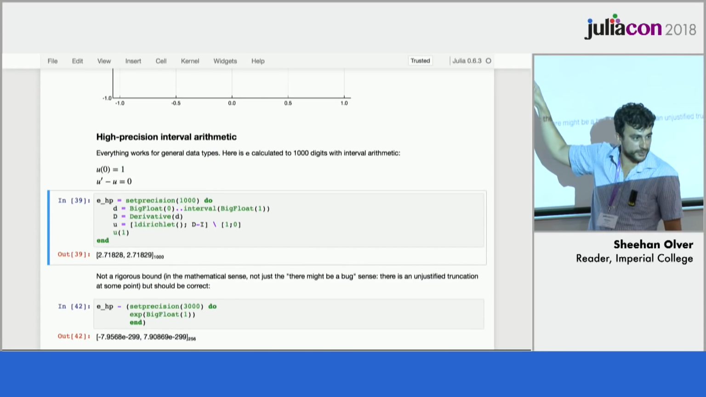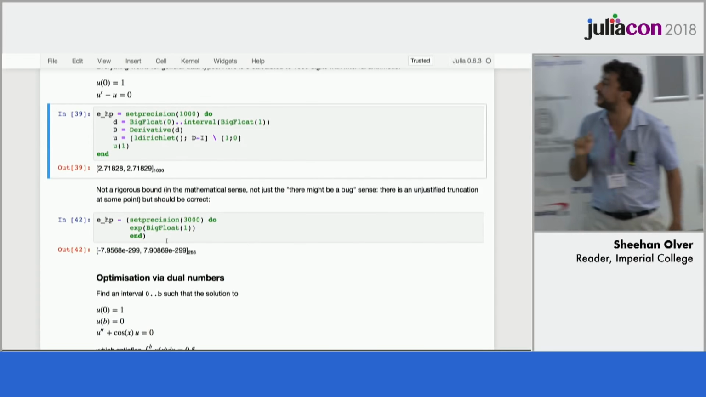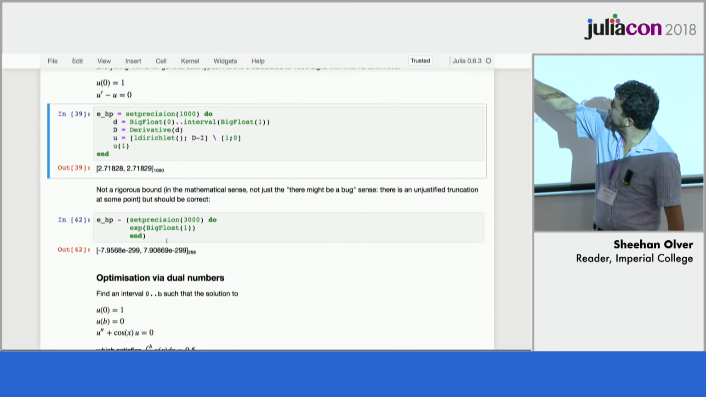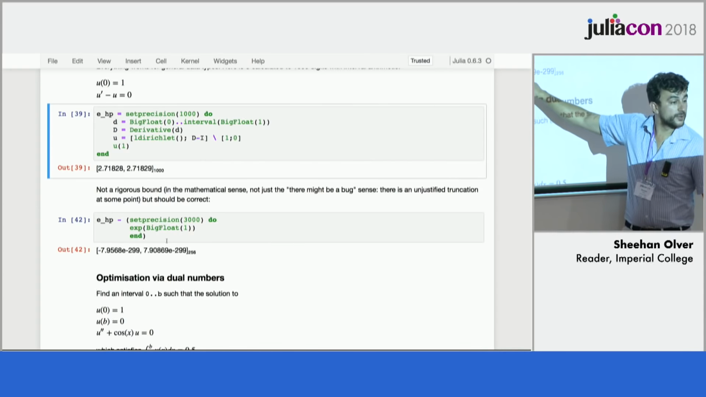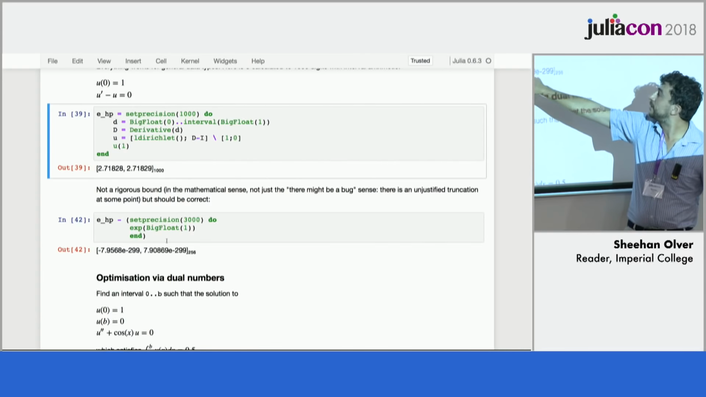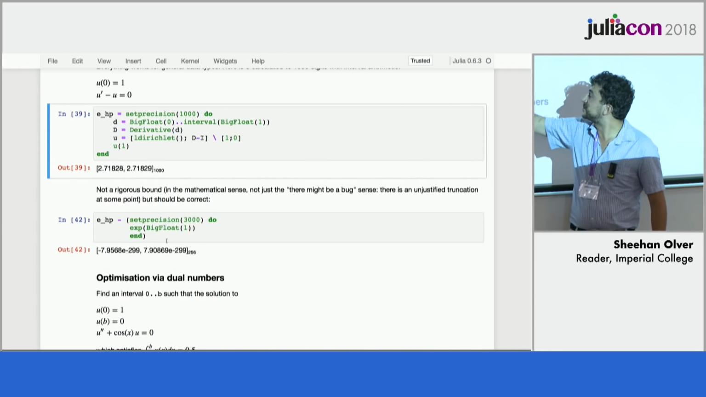I get that for free because all the operations are overloaded, this is using David's validated numerics package. And then I get an interval out saying that E lies between these 2 points to 1,000 digits. Now this isn't actually rigorous, but in this case it worked, and we can verify it with exp of a big float of 1 and see that, yes, I've gotten an interval that contains the big float evaluated with set precision 3,000 up to 300 digits.